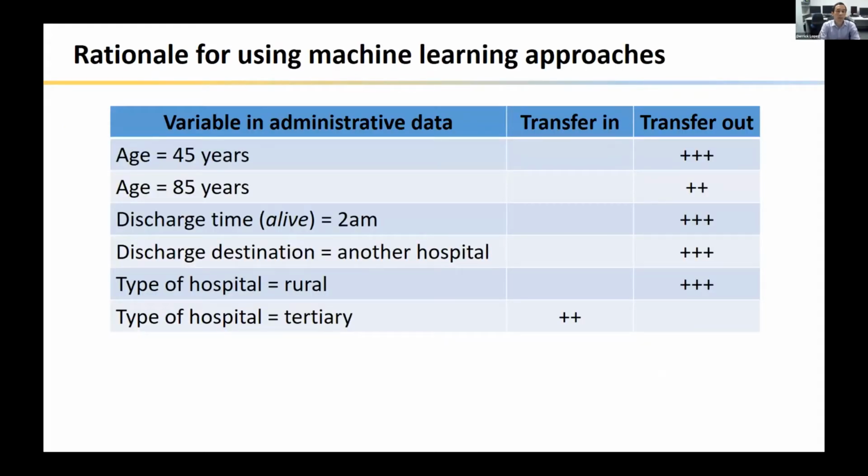So the rationale for this study is that there are other variables in hospital data apart from admin from and discharge to that can inform us if a record is actually a transfer-related admission. For example, a patient aged 45 years will be more likely to be transferred out for further care compared to an 85-year-old patient. Patients discharged alive at 2 a.m. in the morning or the discharge destination is another hospital, they are more likely to be transferred out, as if someone that was admitted to a rural or remote hospital. Similarly, someone admitted to a tertiary hospital is more likely to be transferred in.